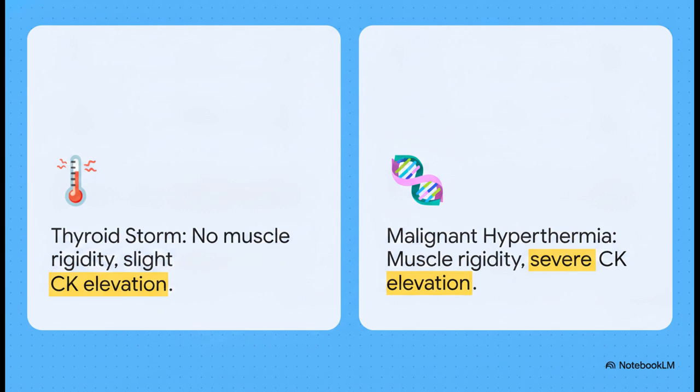And you absolutely must differentiate this from malignant hyperthermia. On the exam, both a thyroid storm and malignant hyperthermia can show up postoperatively with a high fever and tachycardia. But if the vignette describes rigid muscles, hyperkalemia, and a CK level in the tens of thousands, you are definitely dealing with malignant hyperthermia, not a thyroid storm.